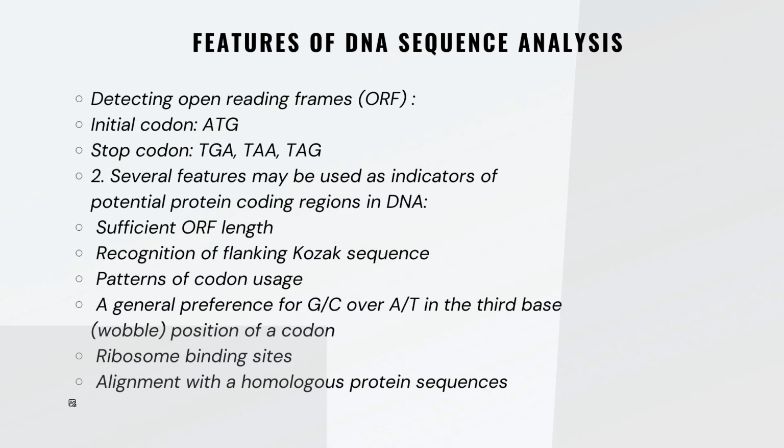Other indicators are sufficient ORF length, recognition of the flanking Kozak sequence, the pattern of codon usage, a general preference for GC over AT in the third base position of a codon, ribosome binding sites, and alignment with homologous protein sequences.